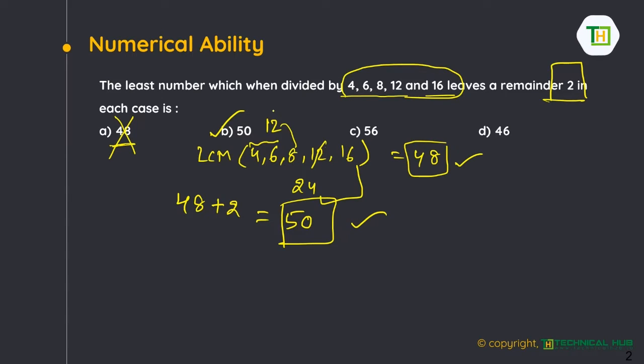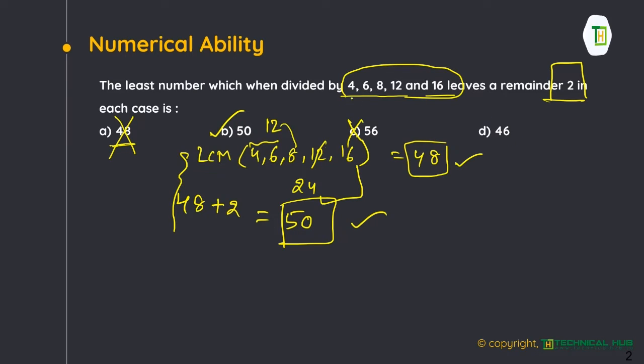Okay. If you don't know how to solve these kinds of problems, just go with the option verification method. That is also possible. If you take the first option, 48, check whether 48 divided by 4 gives remainder 2 or not. 48 divided by 4, remainder is 0, you are not getting remainder 2. So you can eliminate the first option. And 56 divided by 4, there also you will get the remainder 0. You can eliminate the third option.